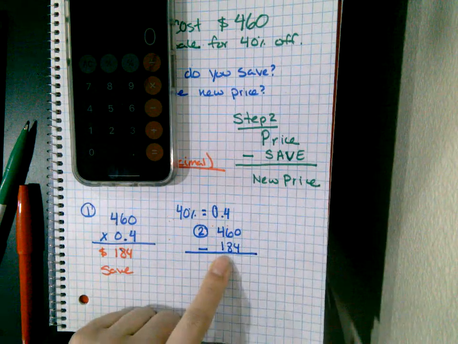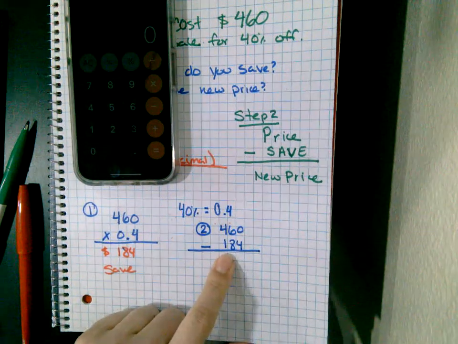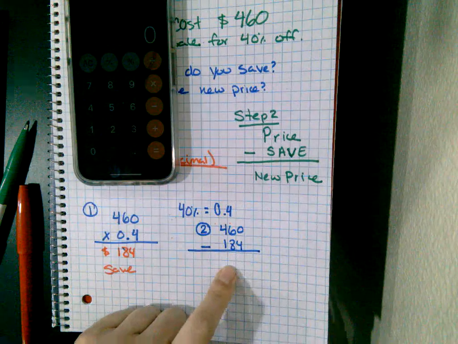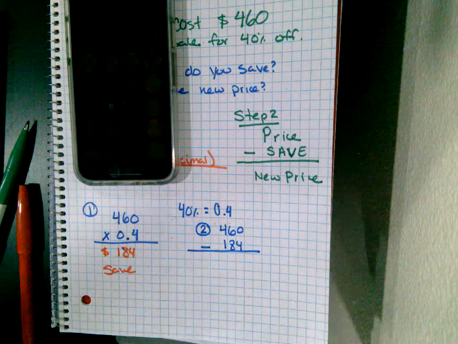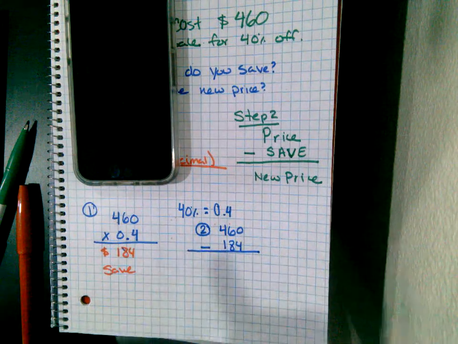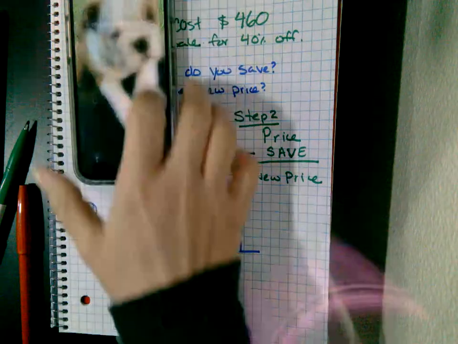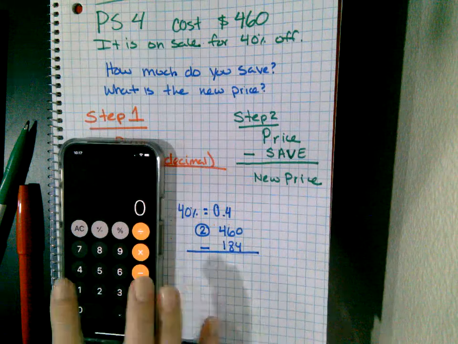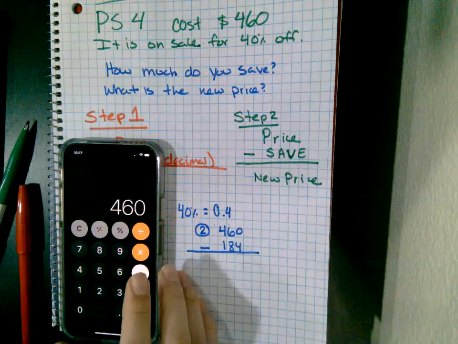Okay, I write down the problem. Even though I'm using a calculator, I still write down the problem. I'm still telling Miss Lomelli, hey, these are the two numbers I plugged into my calculator, and I'm subtracting it. Awesome, cool. So you take your calculator, take 460, minus 184, that's 276.